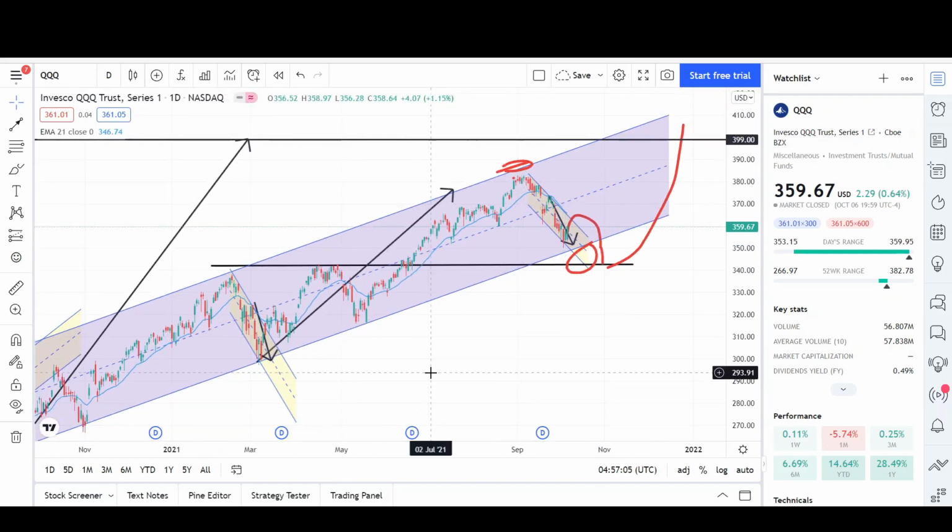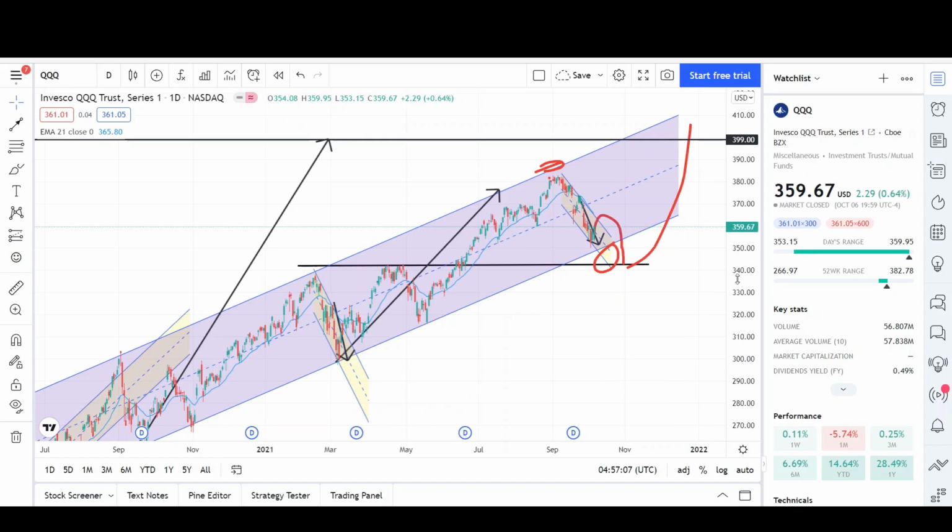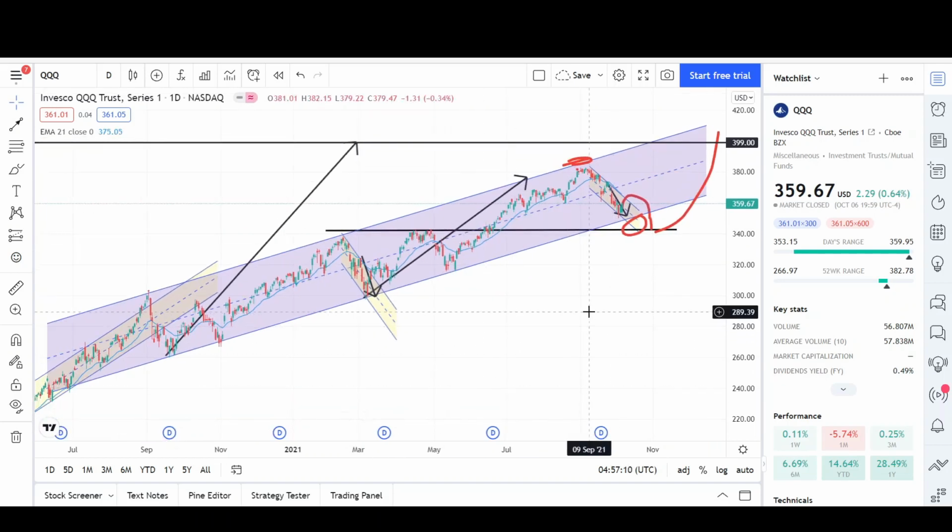There are differences, and those differences could make the difference. So that's pretty much everything I see on the daily chart.